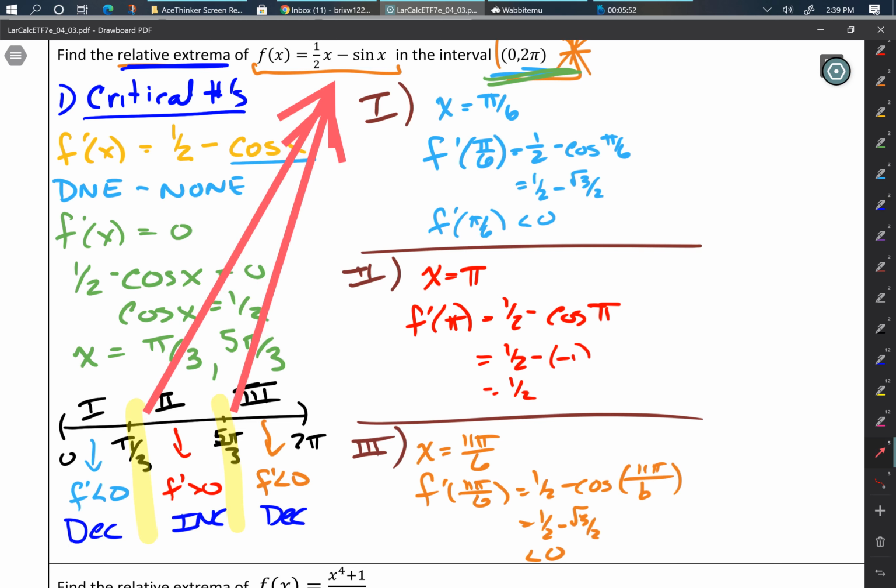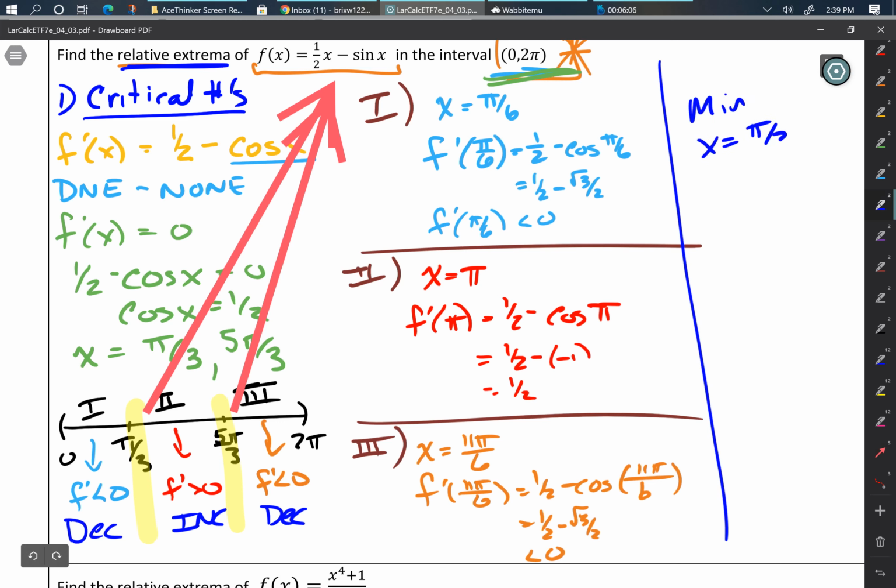Pi over 3, to the left we're decreasing, to the right we're increasing, so we went down and we went up. It looks to me like that would mean that we have a minimum when x is equal to pi over 3. Using that same logic, 5 pi over 3, to the left we're increasing, to the right we're decreasing, so it looks like we have a maximum when x is 5 pi over 3.